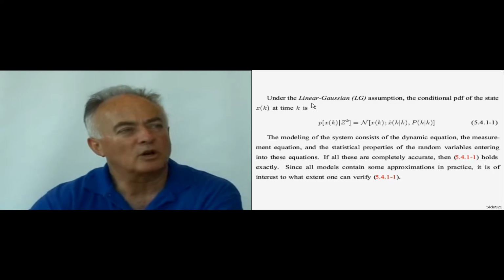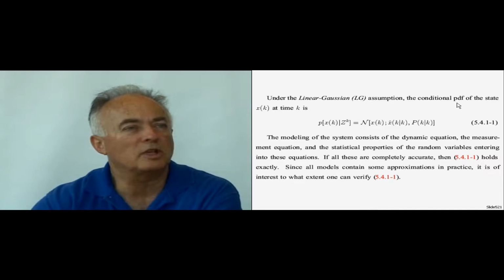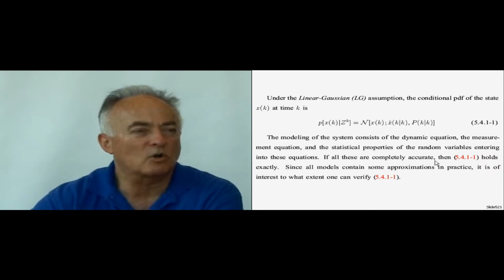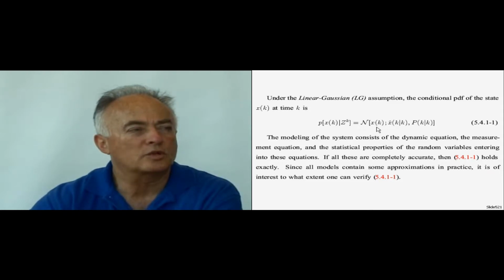If we are operating under the linear Gaussian assumption, the conditional PDF of the state at time k, p of xk given z super k, is Gaussian with argument xk, mean x hat kk, and covariance Pkk. What we do to obtain this estimate and covariance, we use a system model that consists of the dynamic equation, the measurement equation, and the statistical properties of the random variables entering into these equations. Again, that's the initial description of the state, its initial PDF, or mean and covariance, the process noise moments, mean 0 and covariance, and the measurement noise, mean, again, assume 0, and its covariance. If all these are completely accurate, then this density holds exactly.